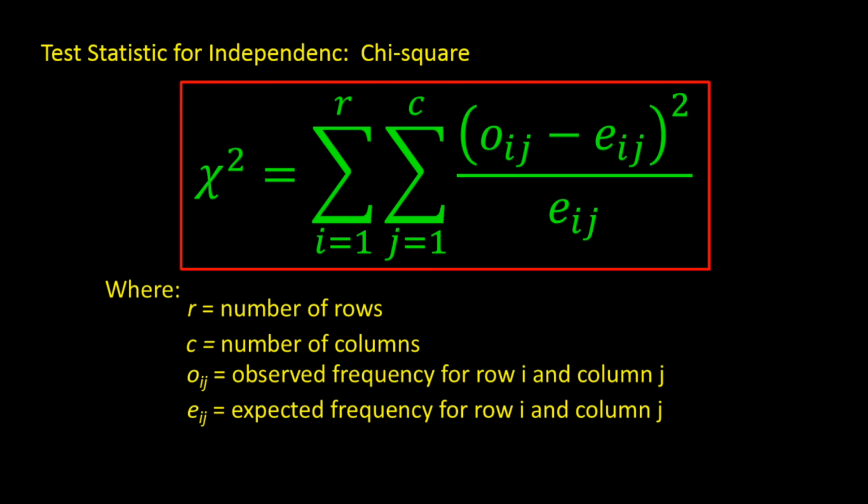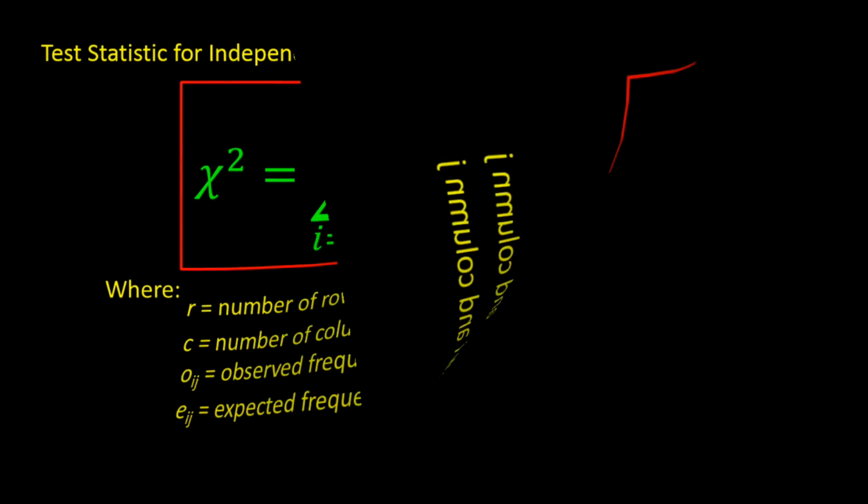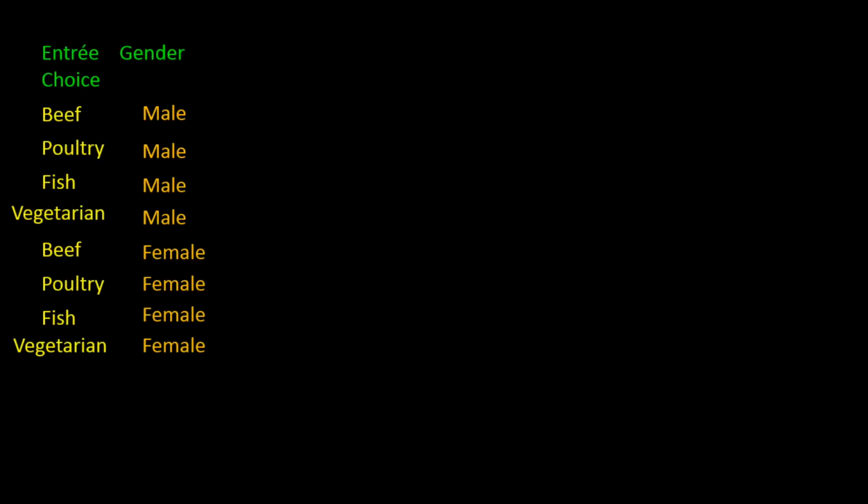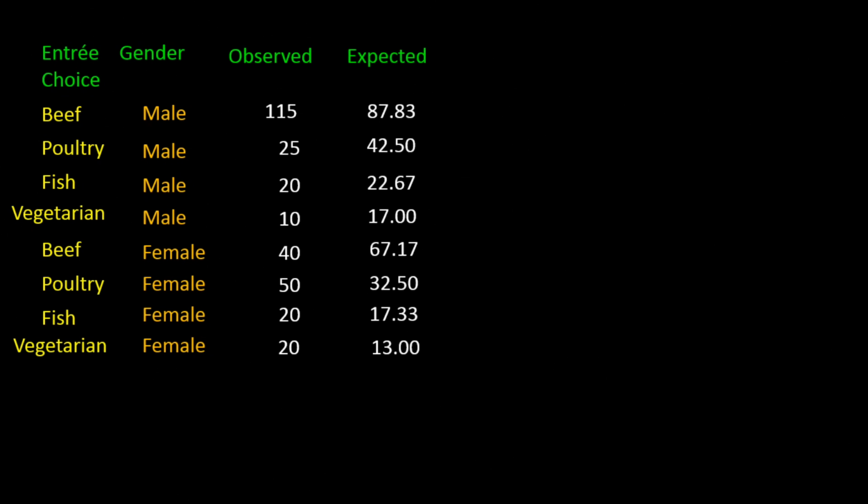To make this calculation easier, let's put together a table and break down the formula piece by piece. Let's first make a column for all the entree choices and another column by gender. Then we can fill in the observed frequencies and the expected frequencies. All of these categories are from the previous slides: across each row, beef, poultry, fish, vegetarian, and then each column, male and female. And all the numbers we have are from the previous slides as well.